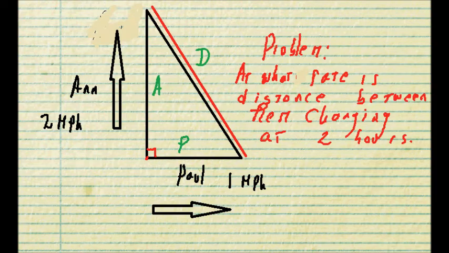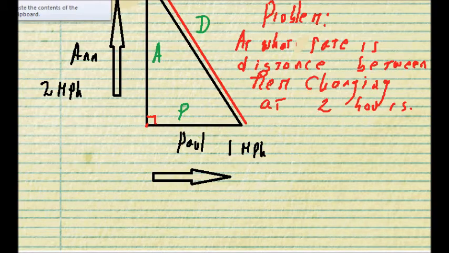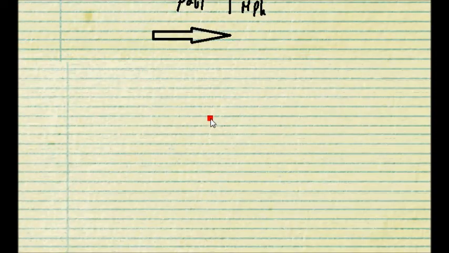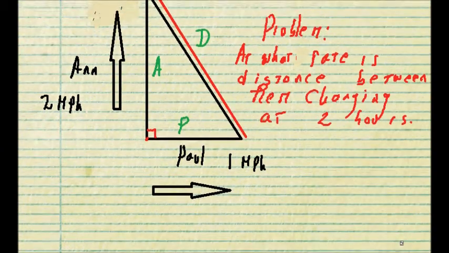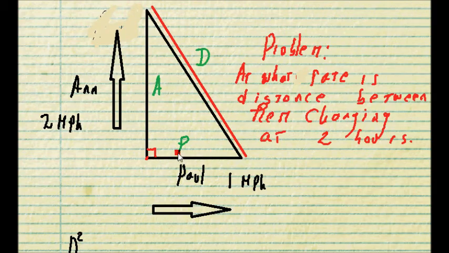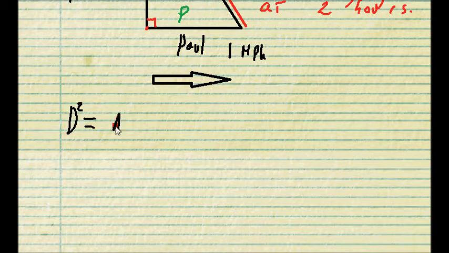So the Pythagorean theorem tells us that D squared, this distance squared, is equal to A squared plus P squared.